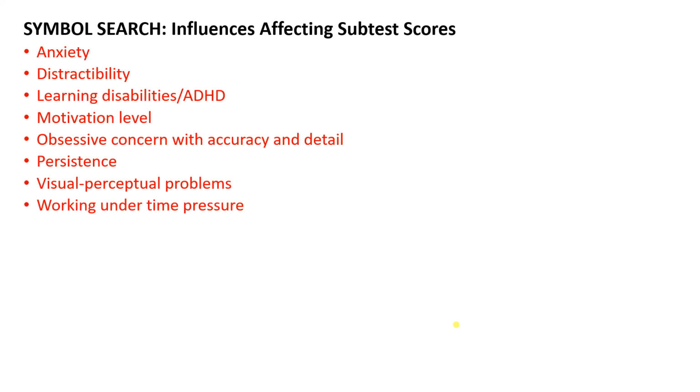There are many people who are very obsessed with accuracy and details. Other factors are persistence in responding and visual perceptual problems, if they are present. So if there is any visual deficit or defect, this task may be adversely influenced. And since it is a timed test, working under time pressure is another factor that can influence the subtest.